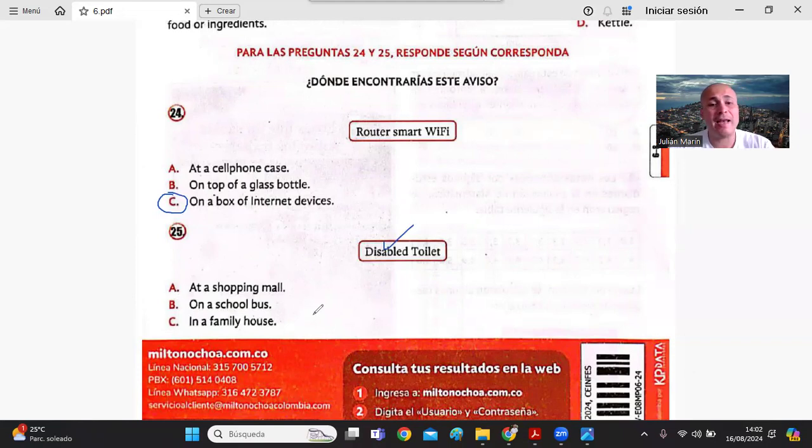And C, in a family house. If you have a problem with the toilet in a family house, you're not going to put a sign on it because essentially in a family house, you will find 2, probably 3 toilets, and it will be a matter of a domestic situation. So in that case, there is no need for a sign. Over here, we can conclude that the correct answer is A.